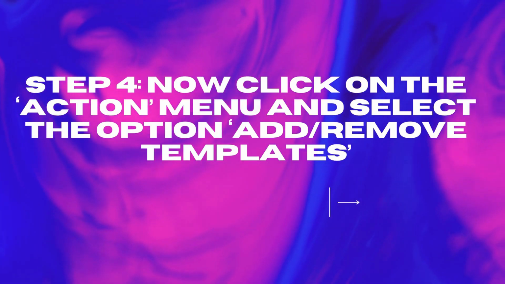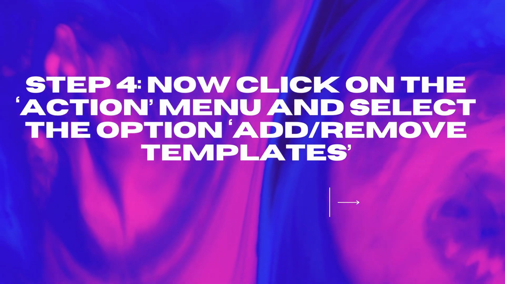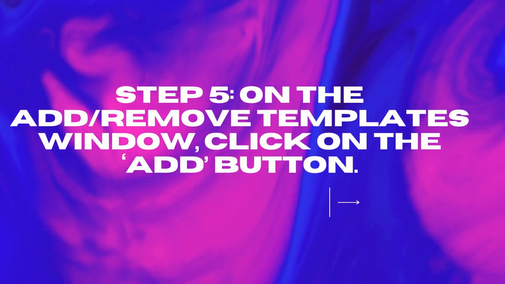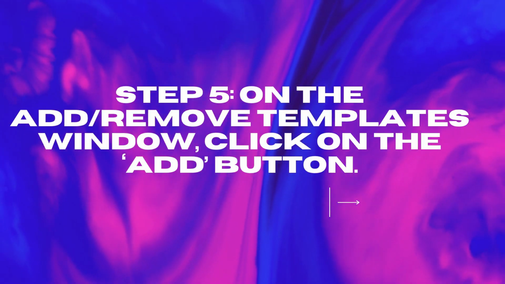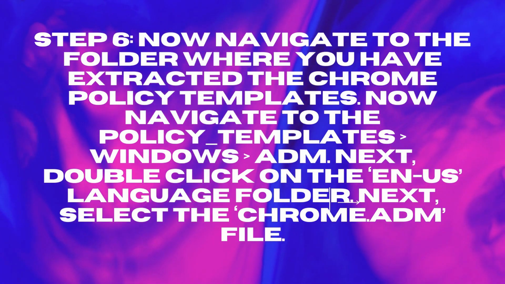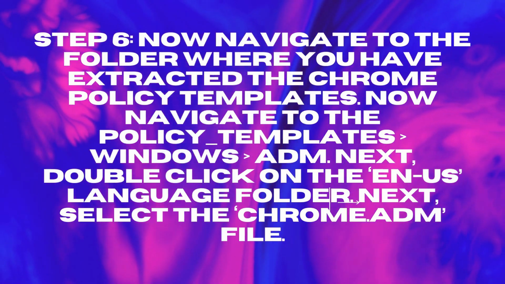Step 4. Now click on the Action menu and select the option Add/Remove Templates. Step 5. On the Add/Remove Templates window, click on the Add button. Step 6. Now navigate to the folder where you have extracted the Chrome policy templates.